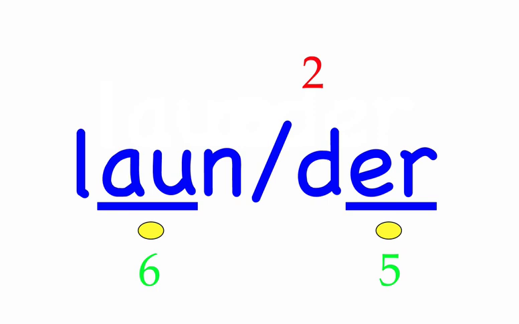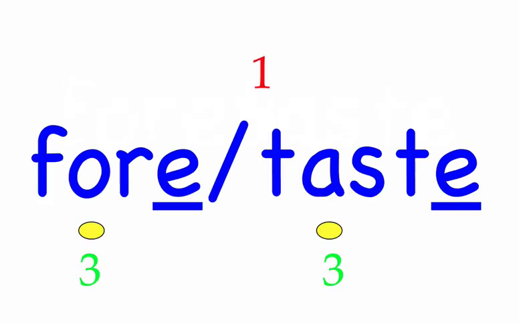Row 9. Foretaste. This is just a foretaste of what's in store for us. For, three sounds: F, O, r. Taste, four sounds: T, A, S, T. Foretaste. Mark the word.